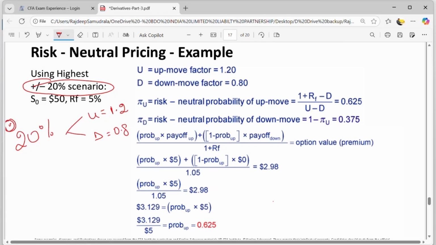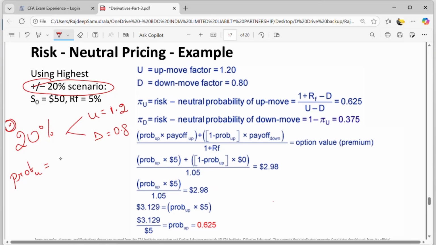Now let's learn how to compute probabilities. What is the probability of the value of the stock moving up? This is actually called the risk-neutral probability. If it goes up, it will go up by 20%. But what is the probability of it going up in the first place? That we don't know. And in the exam, they won't even give you that probability, but you need to find it by using a formula. Now I'll teach that formula to you.